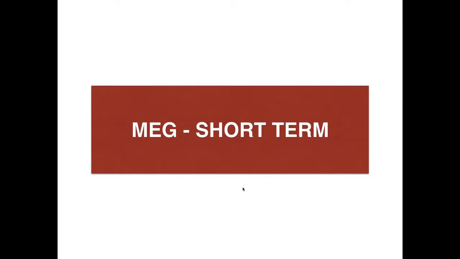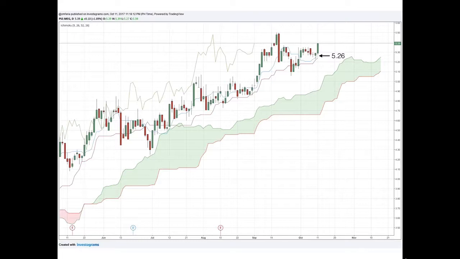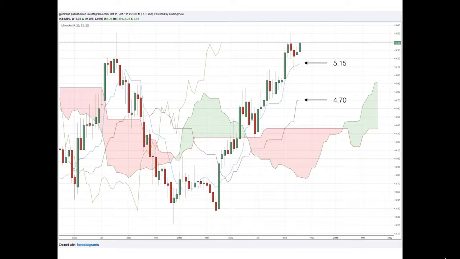So here's an example. We would like to do a short-term trade on MEG with our time horizon of a few days. So we find that MEG is bullish on the daily chart. The support is at 526, where we find the Kijun-sen and the Tenkan-sen almost in the same areas.